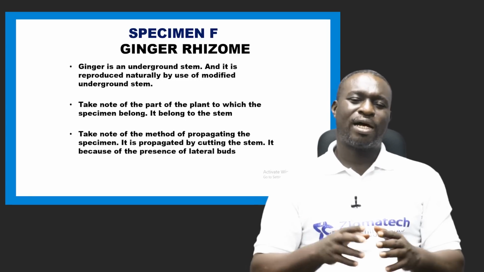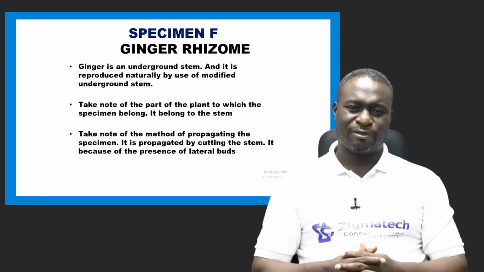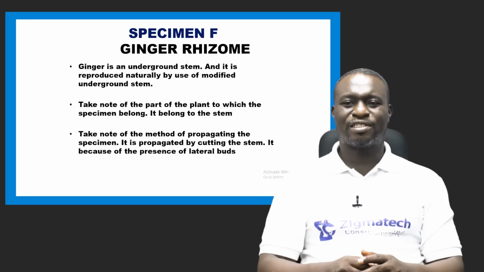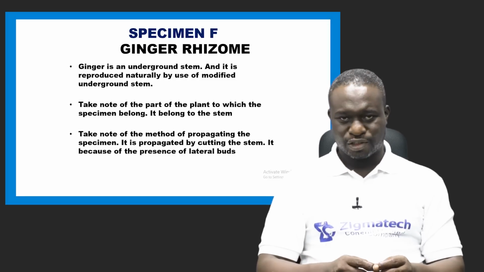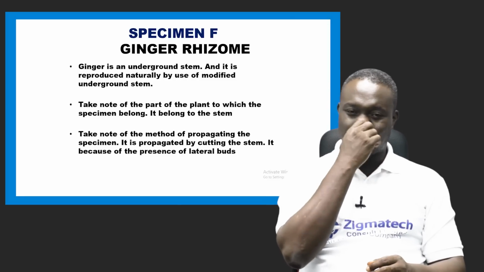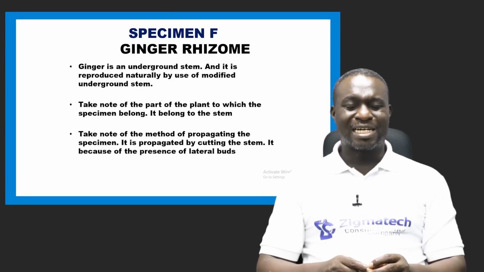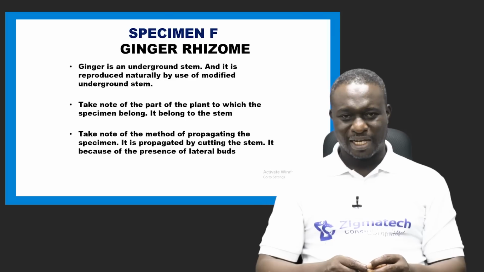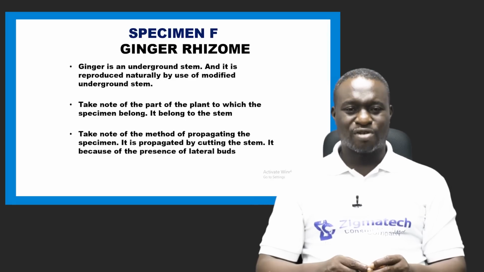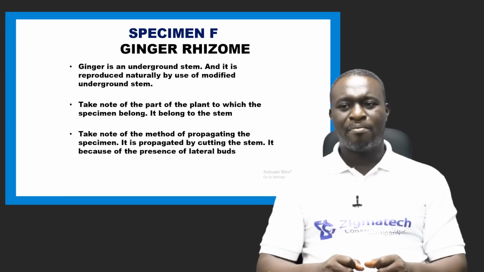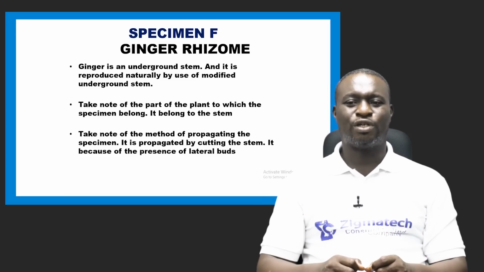Now the next one is specimen F. Specimen F is ginger rhizome. Now ginger is an underground stem. Please note this. Ginger is an underground stem, and it reproduces naturally by use of modified underground stem.